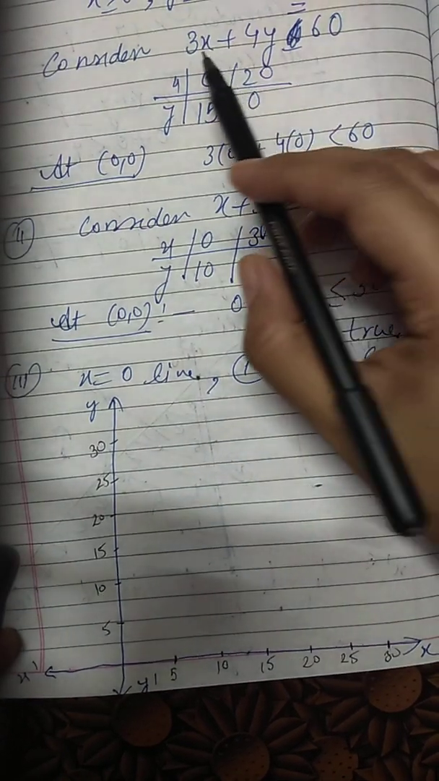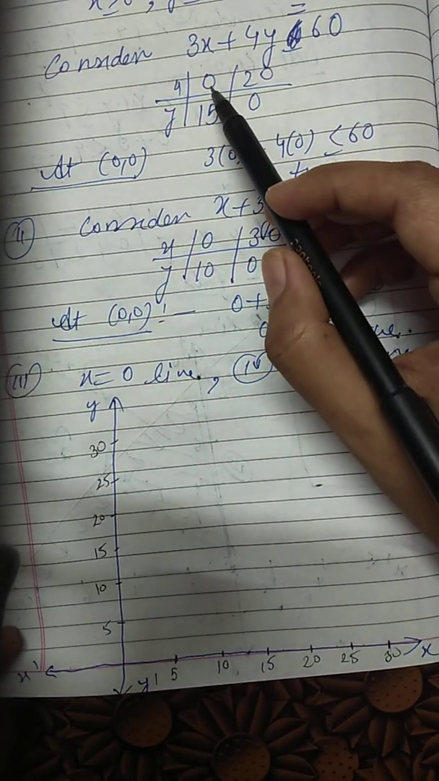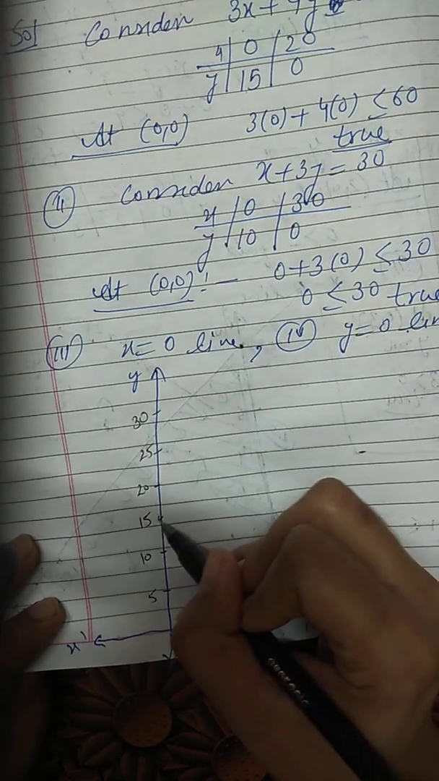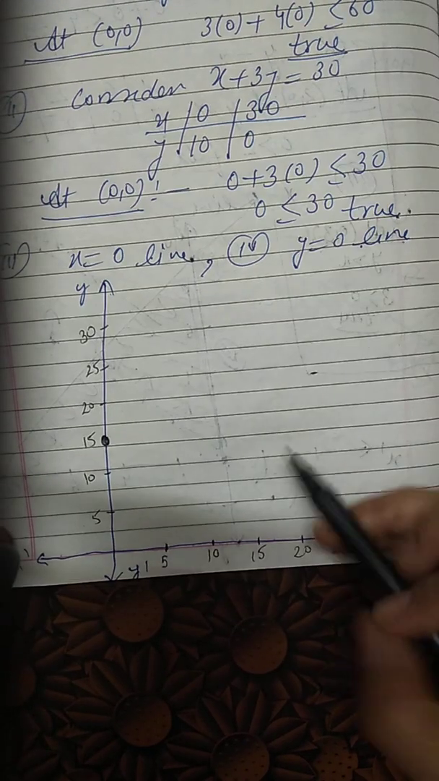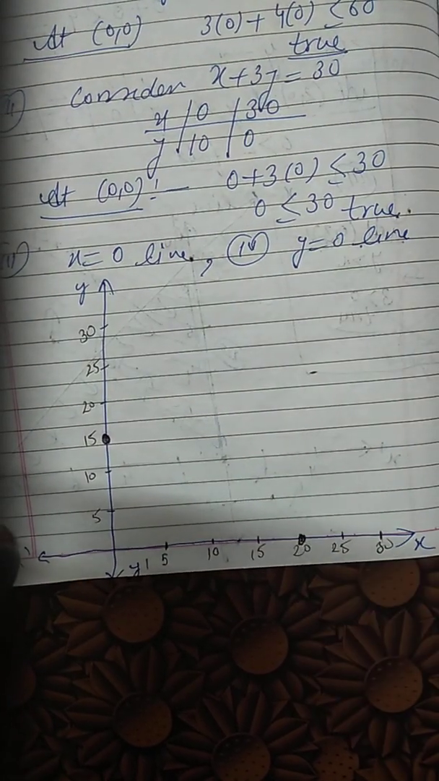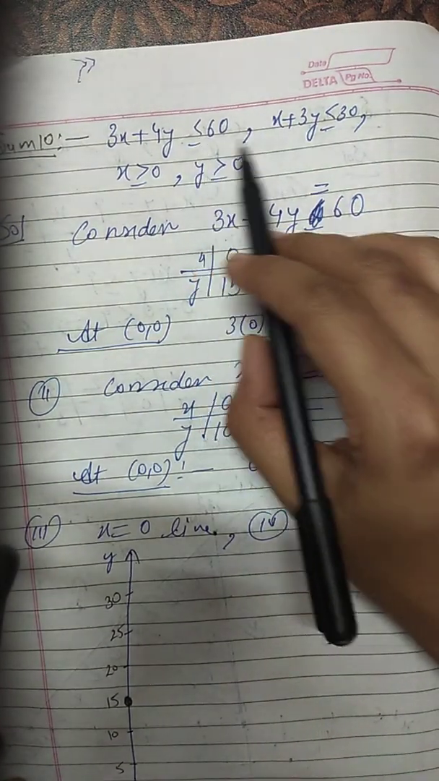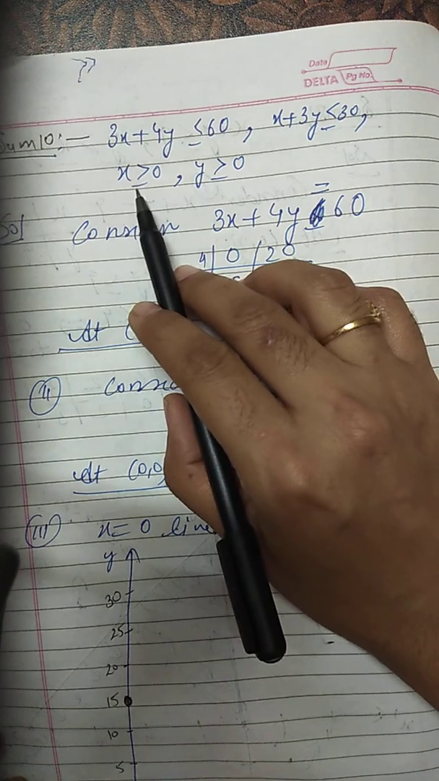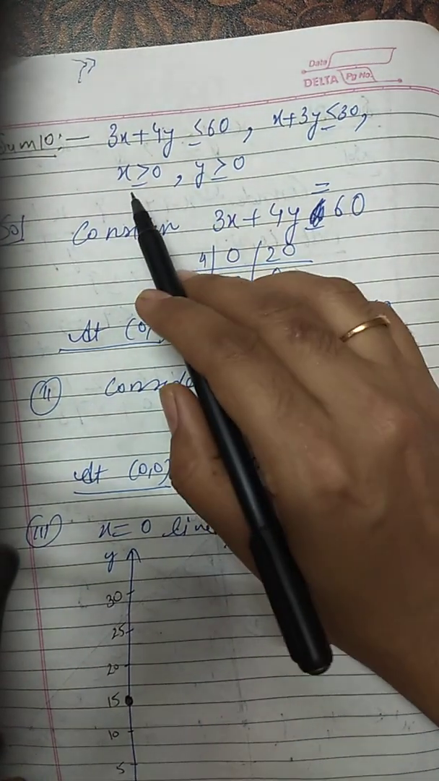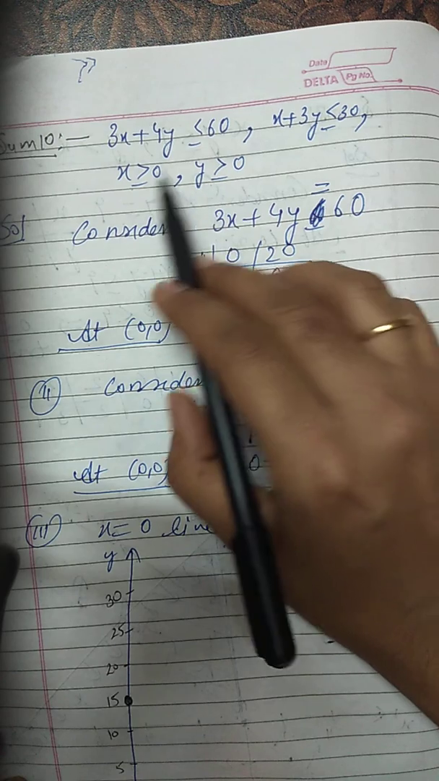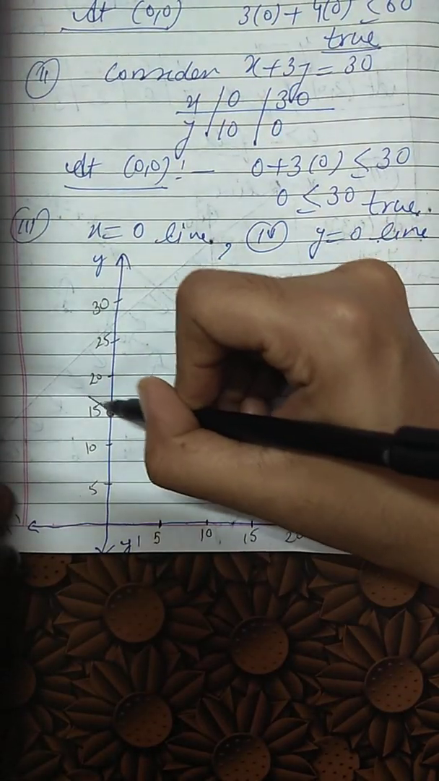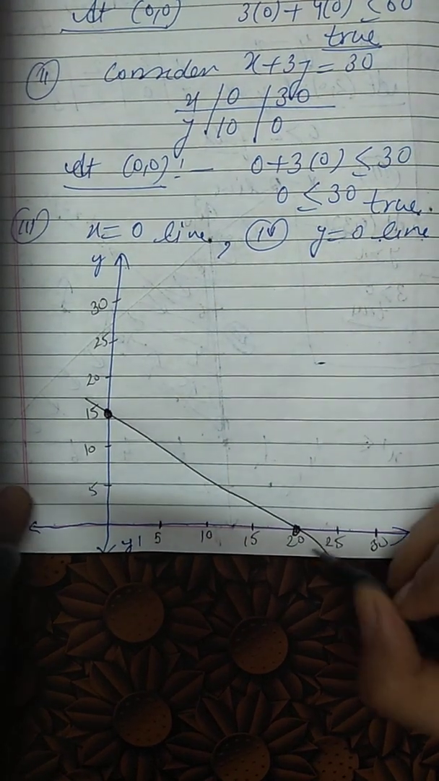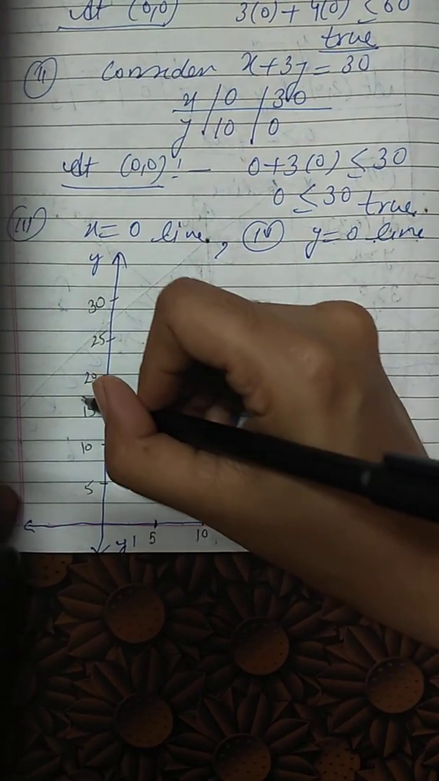Now first line is this 3x plus 4y equals to 60. When x is 0, y is 15, this point, and when y is 0, x is 20. So here all the lines will be solid lines, because of the less than or equal to sign and greater than or equal to sign. These two are actually x-axis and y-axis, so the solution will be in the first quadrant, and the other two lines are solid lines only. So here we are marking it, and this is the solid line.